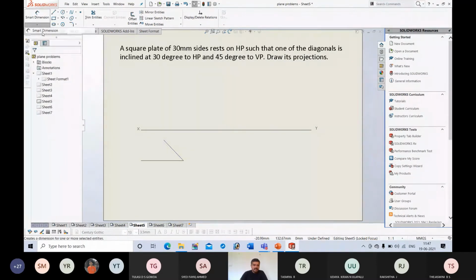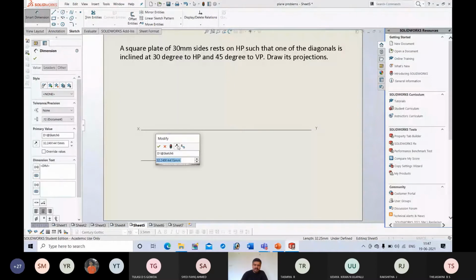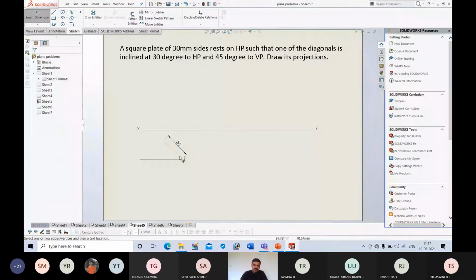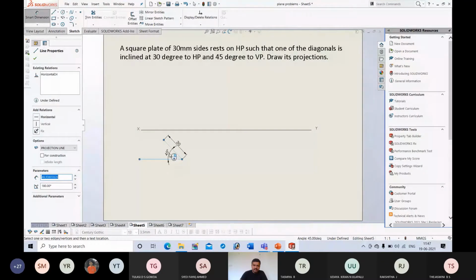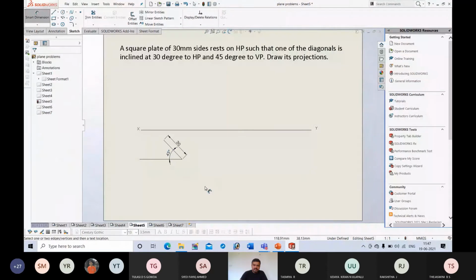Draw a line having length 30 mm, and this angle should be 45. This is the first step. For drawing this line, use a protractor. Measure a 45 degree angle and, using the scale, draw a line having 30 mm length. This is the first step.